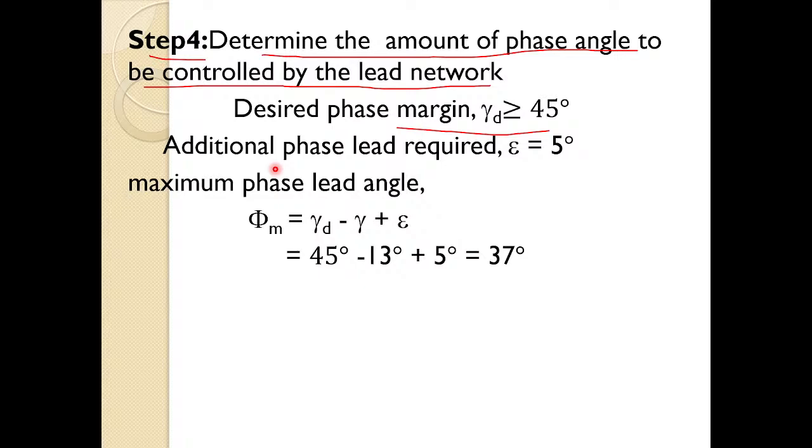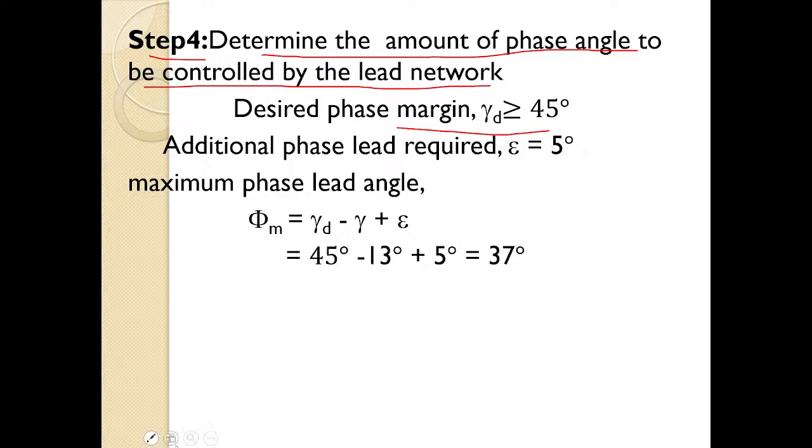Since we are going to provide a phase lead, we are going to shift the position of omega gc from its actual position to get the required phase margin. Therefore, additional phase lead is required. Why? Because we are going to shift the position of omega gc because of this phase lead. Consider that the additional phase lead, epsilon, is equal to 5 degrees.